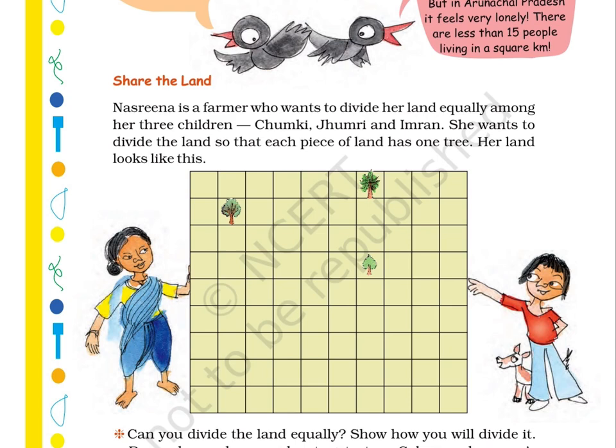Nasrina is a farmer who wants to divide her land equally among her 3 children, Chumki, Jhumri, and Imran. She wants to divide the land so that each piece of land has 1 tree. Her land looks like this.